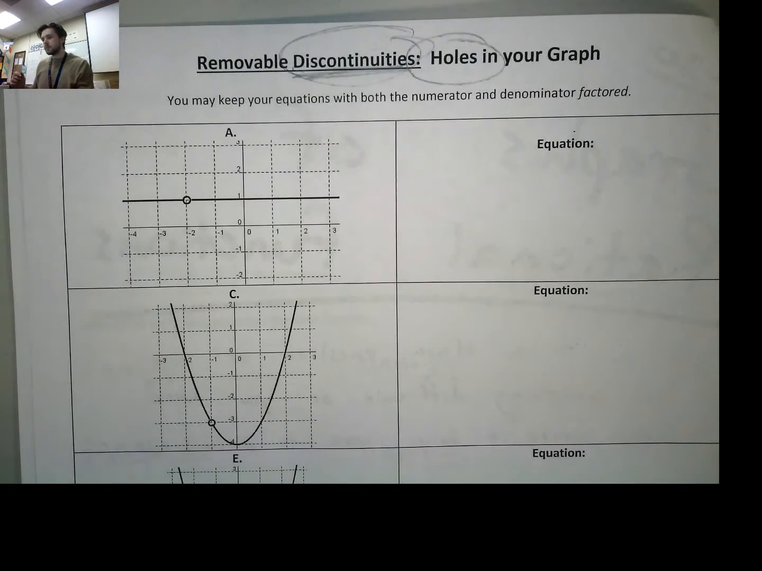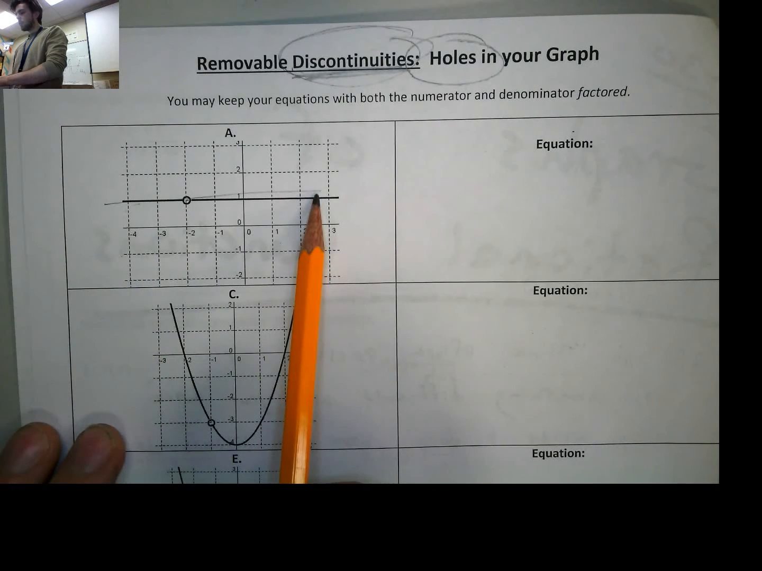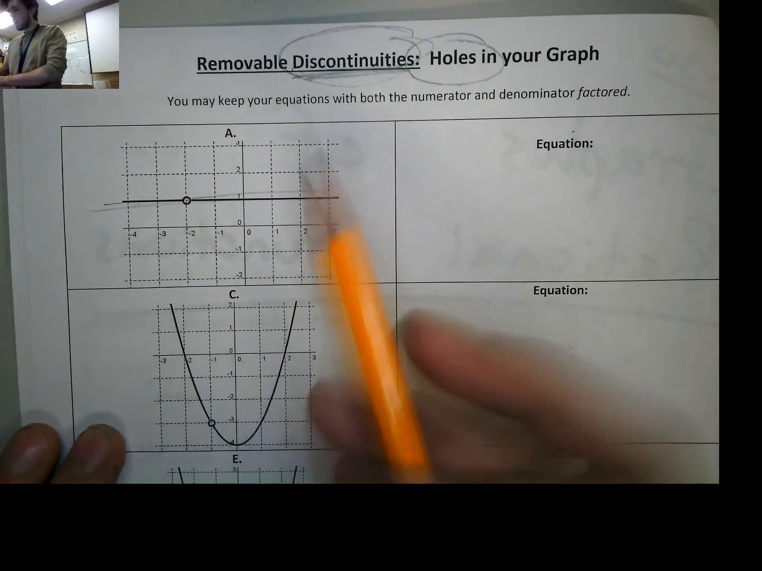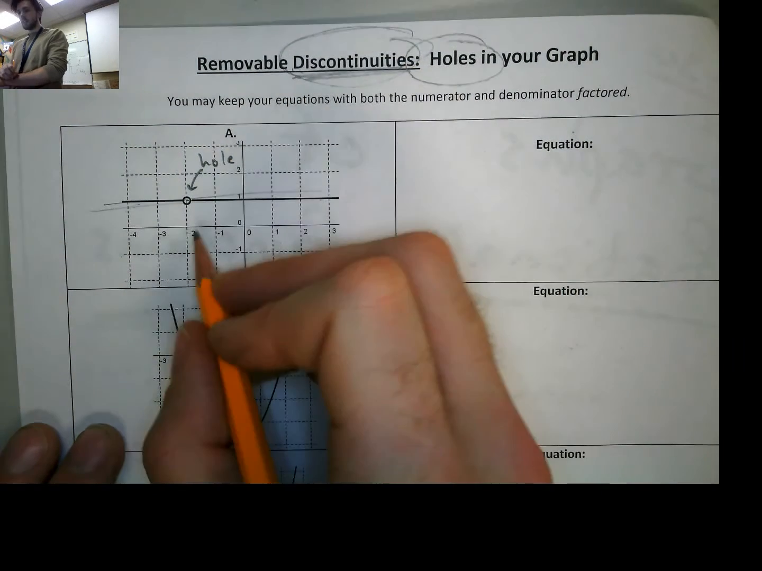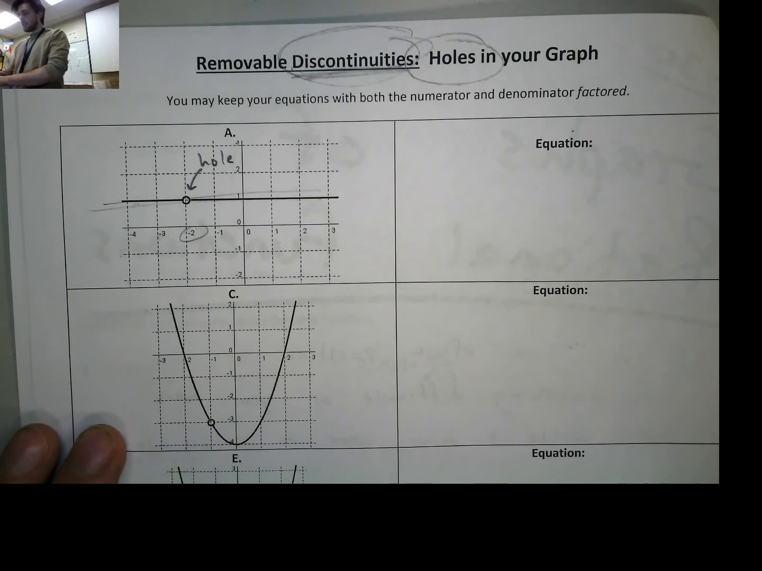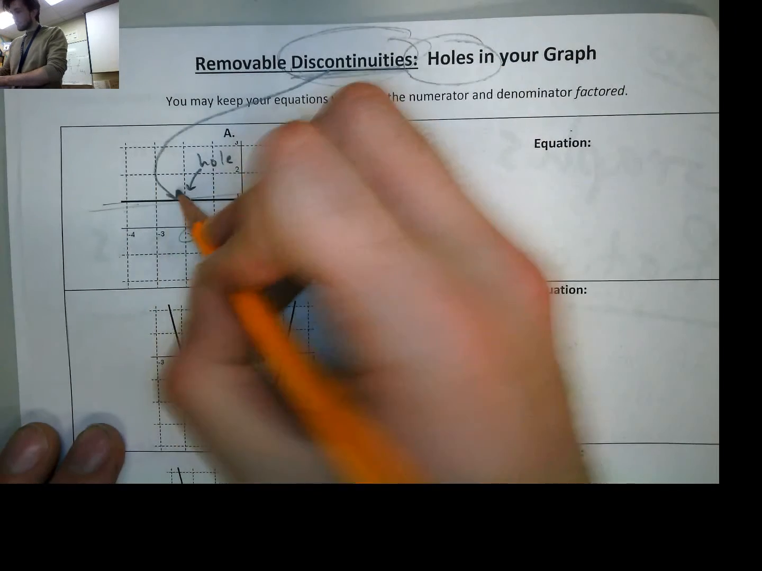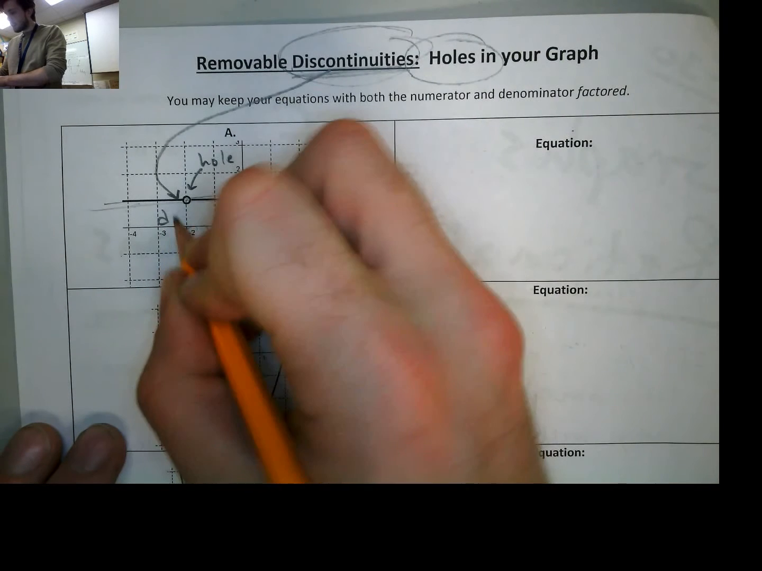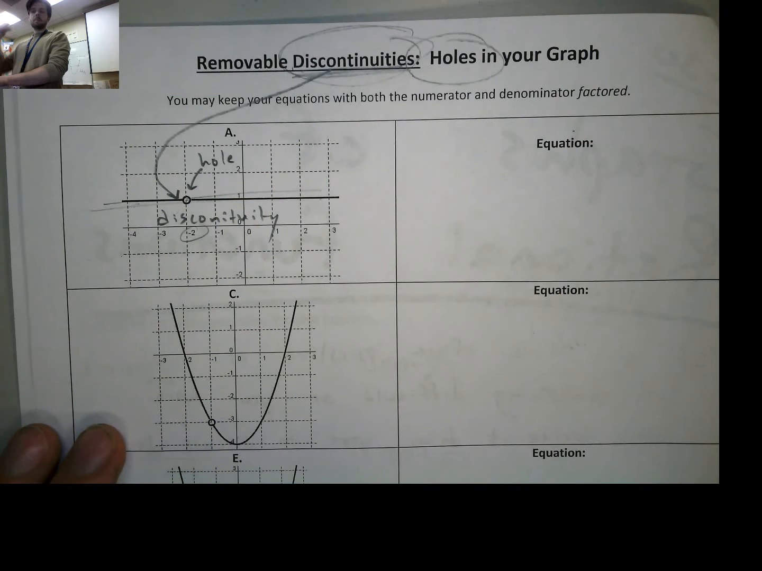So let's look at an example here. A. This line, we're going to come up with the equation for this line. It's got a hole right here at -2, if you see that right at -2. This is called a discontinuity. Let's write it down. It's a discontinuity. A thing that is a hole in our graph.